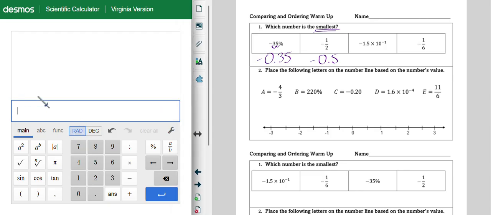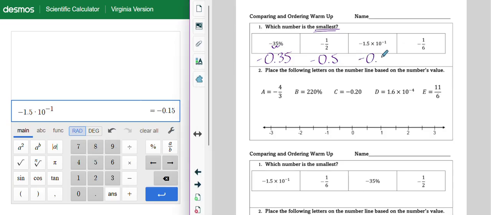This scientific notation, I'm going to type the whole thing into Desmos just to show you. But essentially all we're doing is moving that decimal place back 1 spot. That negative 1 is saying make that number smaller by a power of 10. So it moves over by 1 spot, becoming 0.15. And then 1 divided by 6 is 0.16 repeating.